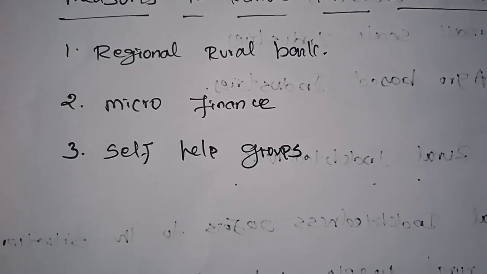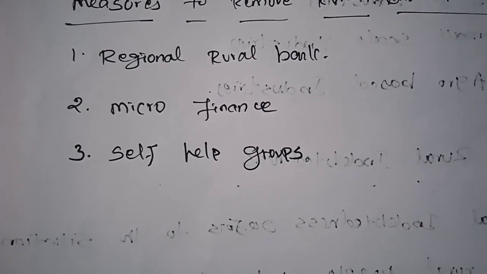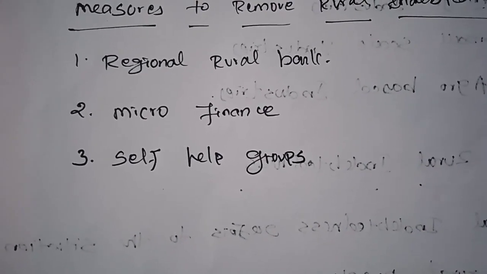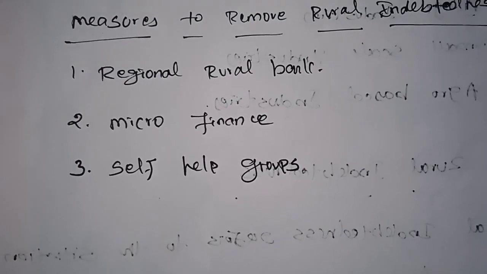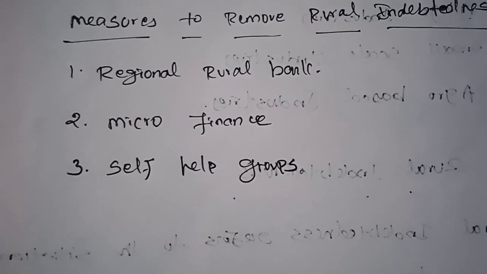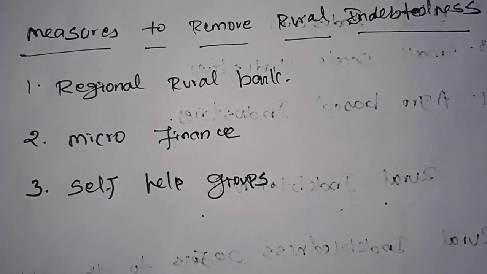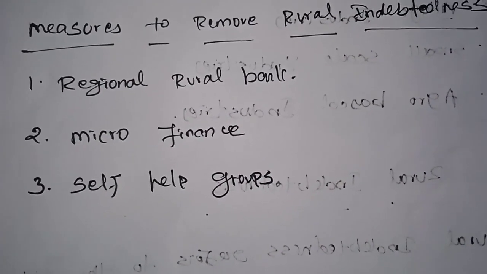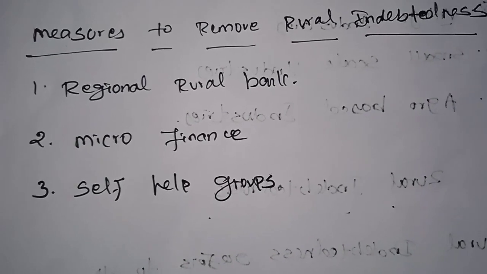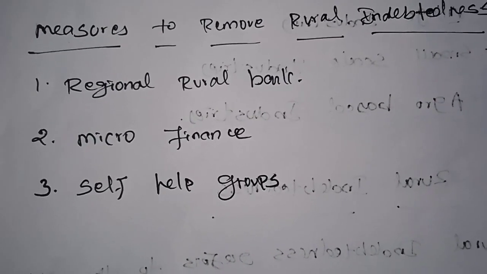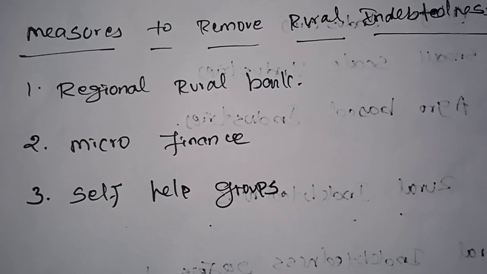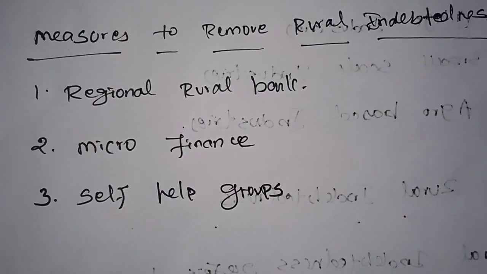Next, the self-help groups. Already we have studied that a self-help group is an informal voluntary association of people from a similar socio-economic background. Some farmers can form an organization to collect some amount of money, and they can use that money for their own development.